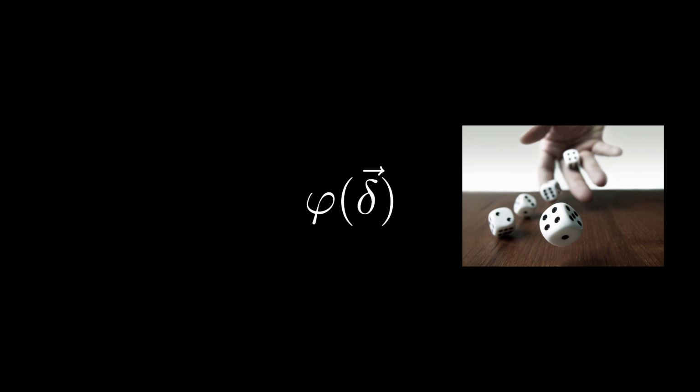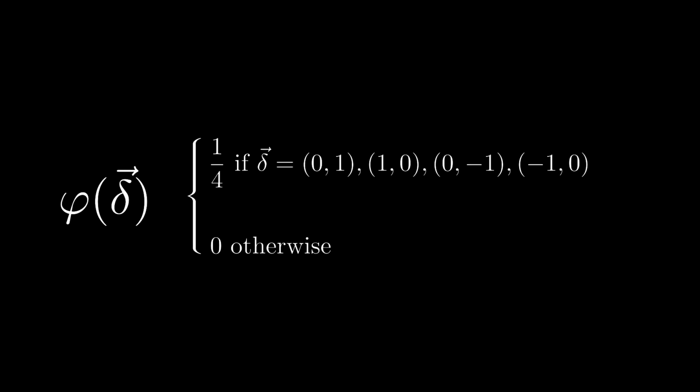In Einstein's theory, he also defined the function phi of delta, which represents the probability of the particle moving in the direction of delta. In our case, every cardinal direction has equal probability, so the value is always going to be 1/4 for the four possible directions. It's obviously going to be 0 for all other directions. I'm not going to plug in 1/4 outright, to stay true to the source material, I suppose.